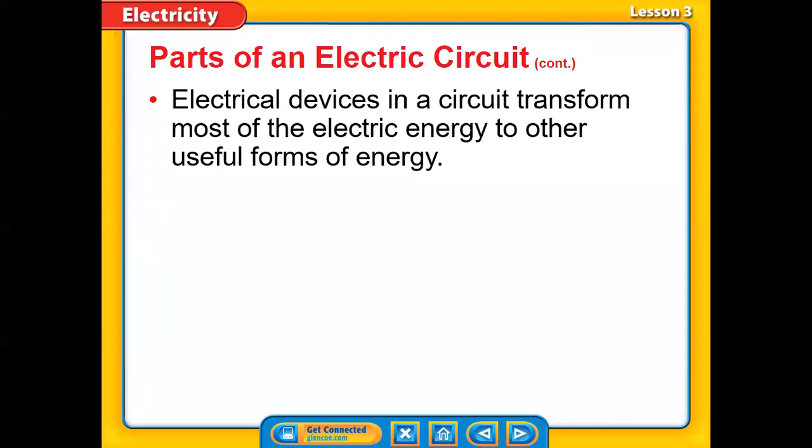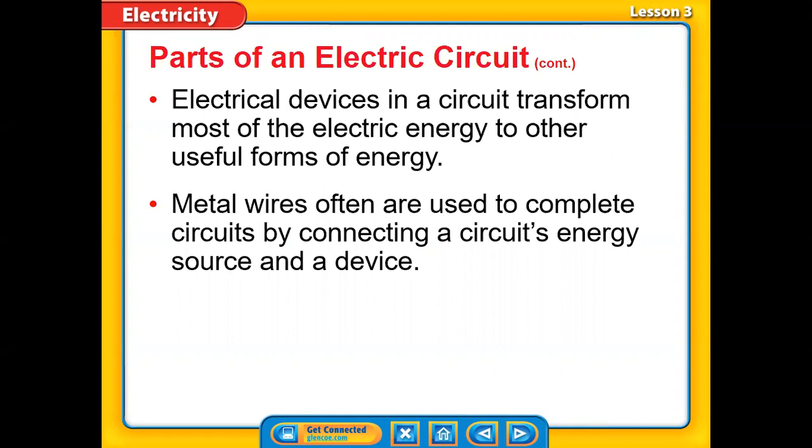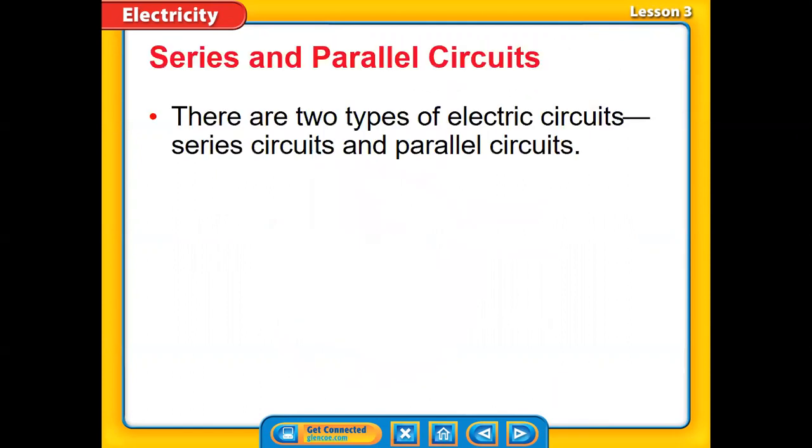So all the electric devices, or the different loads found in an electric circuit, change the electric energy into different usable forms of energy. Today, the new part we are going to explain is the series and parallel circuits.